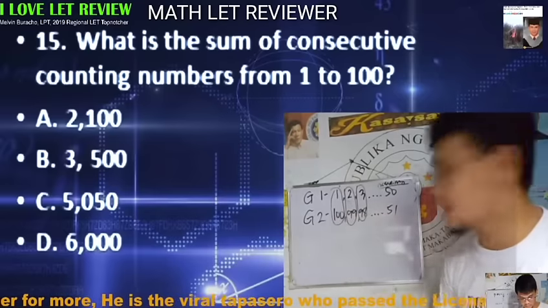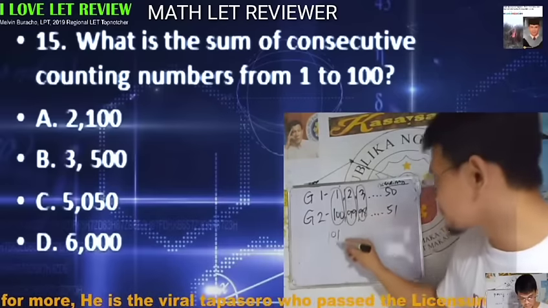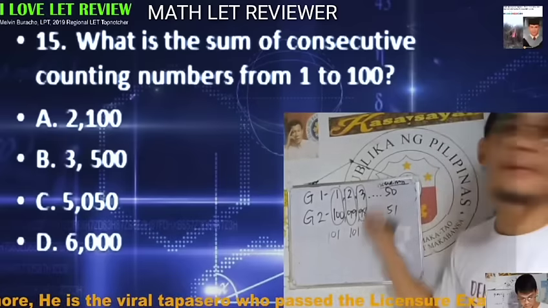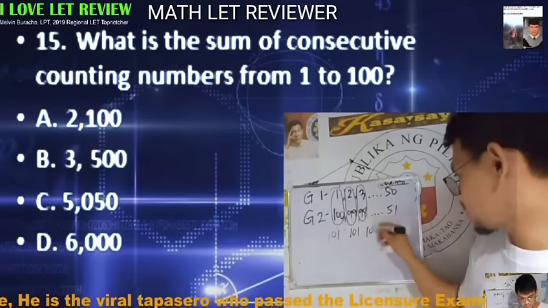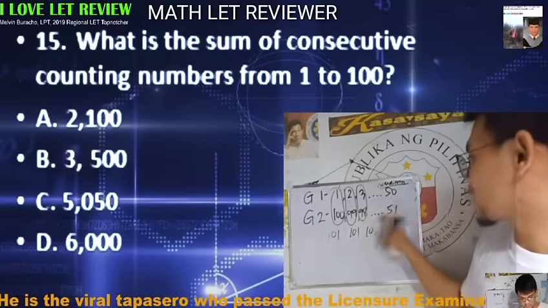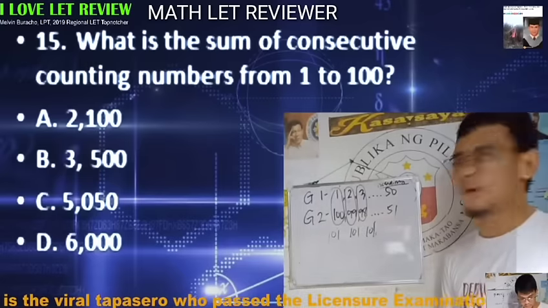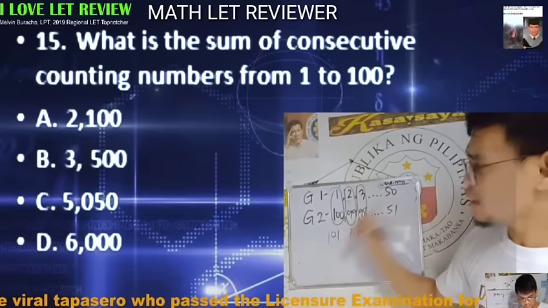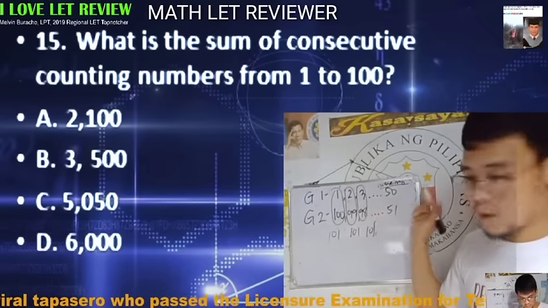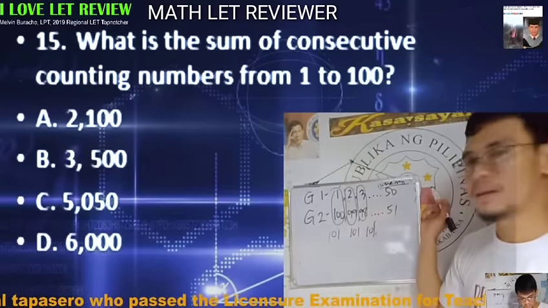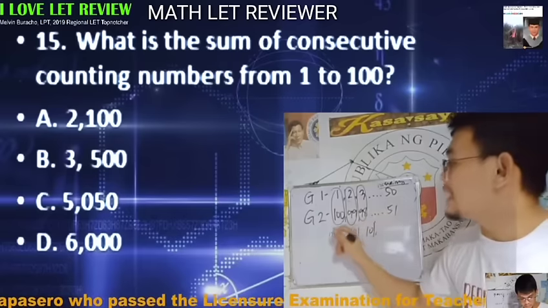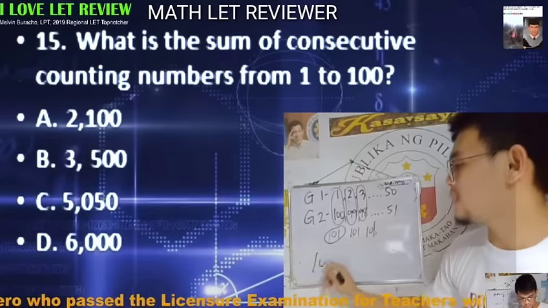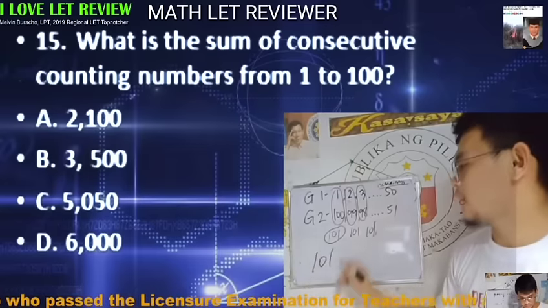1 plus 100, 101. 2 plus 99, 101. 3 plus 98, 101. So on and so forth, 101 pa rin yan. So ano po bang point mo, sir? Therefore, you just have to multiply 101 by 50. Bakit? Kasi true enough yung ating pag-a-add sa kanila lahat. So 101 times 50.